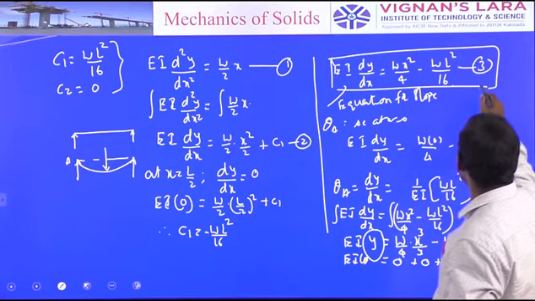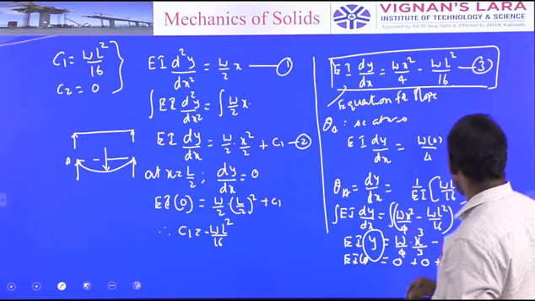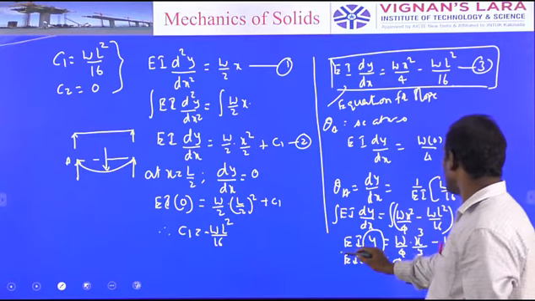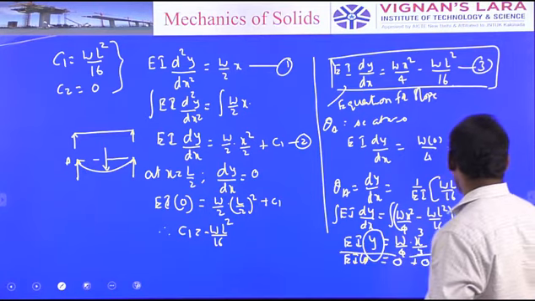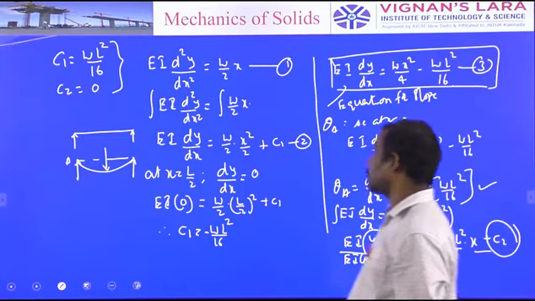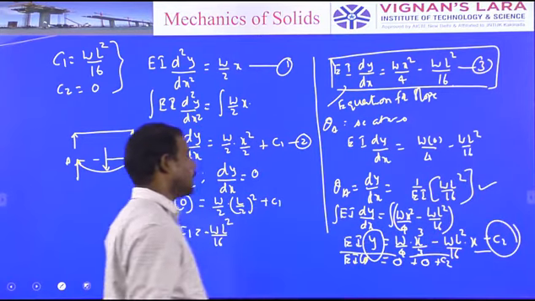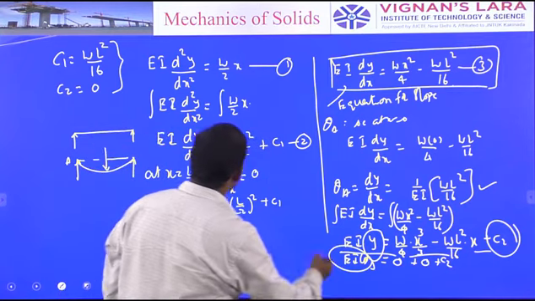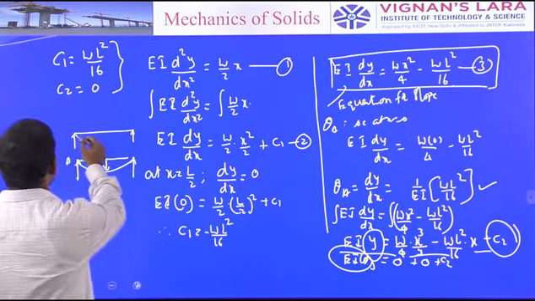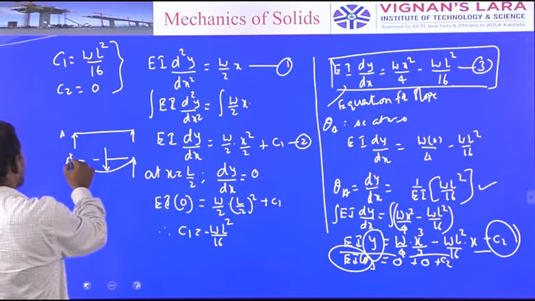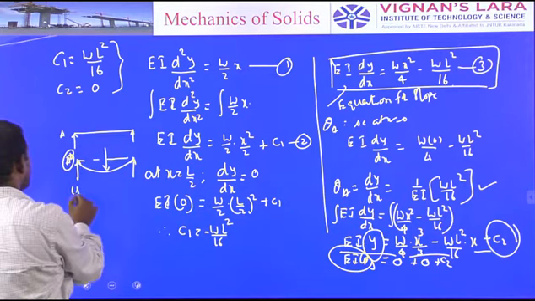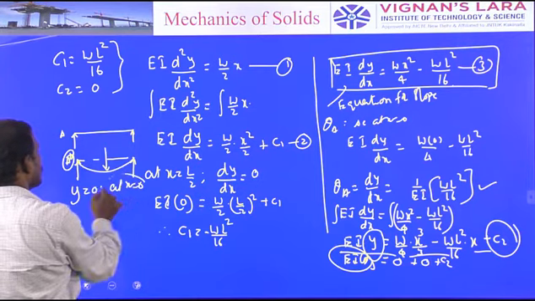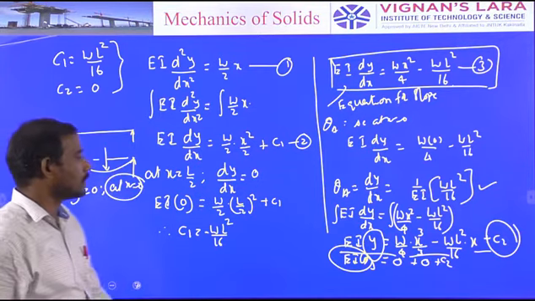Once equation number 3 is again integrated, we obtain one equation in terms of C2. Again impose the boundary condition. What is the deflection at a particular point? The deflection at A is 0. That means y is equal to 0 at x is equal to 0. This is the important one.